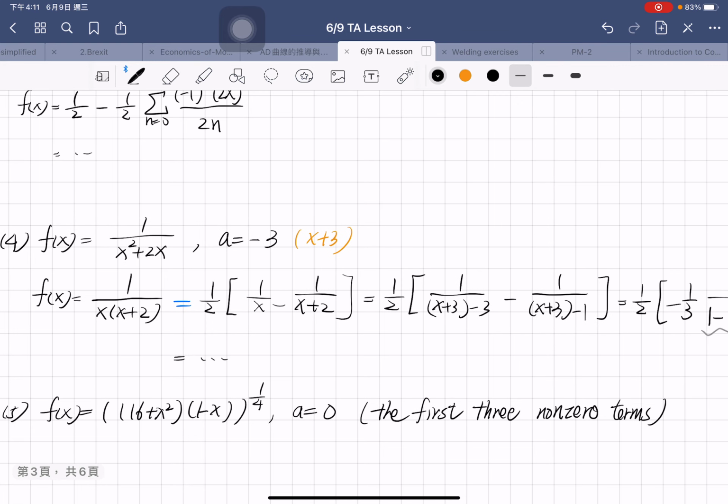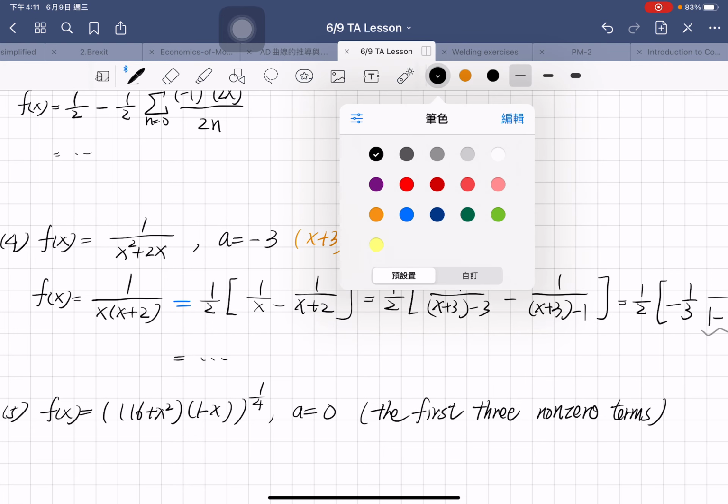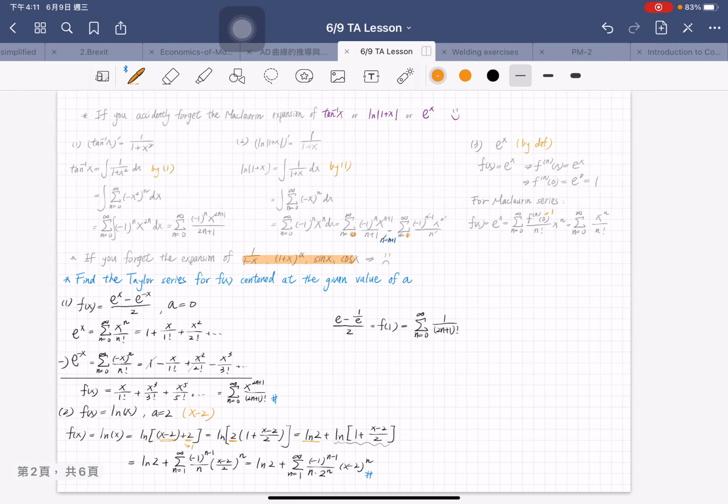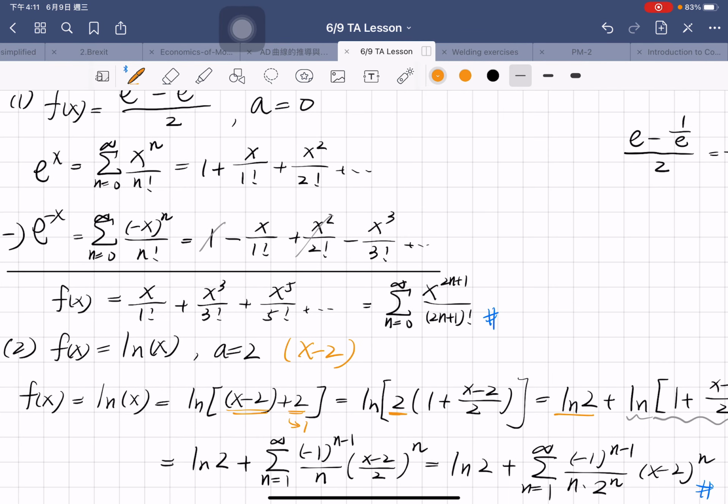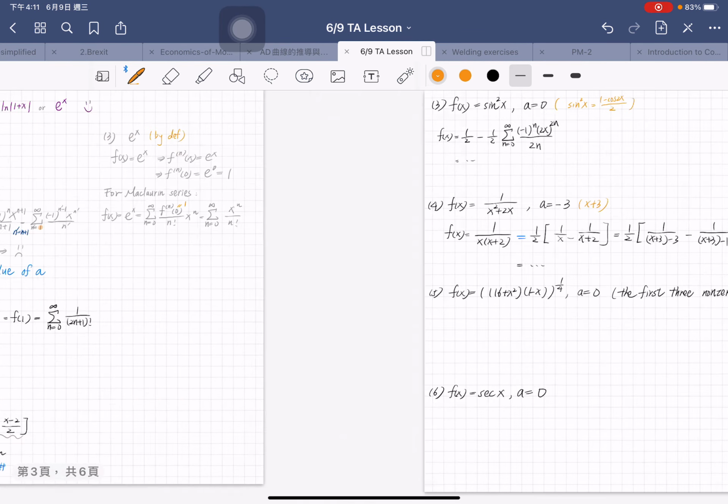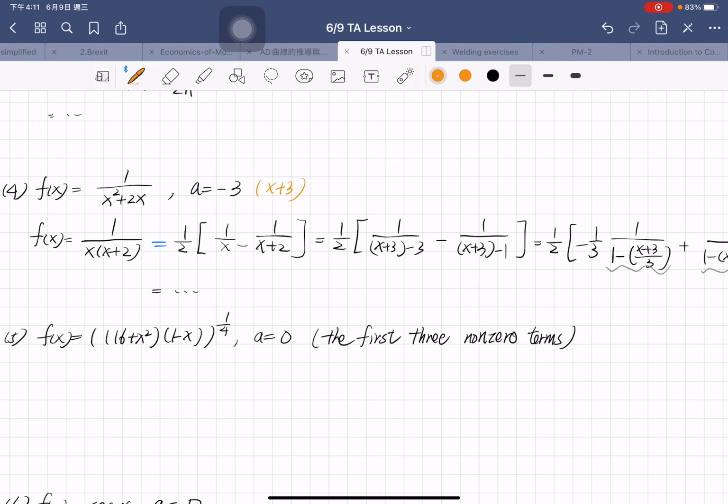Okay, so just some similar concept in this part. In question 2, you just need to know how to make our x plus 3 in the calculation.